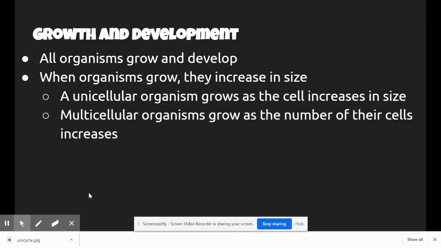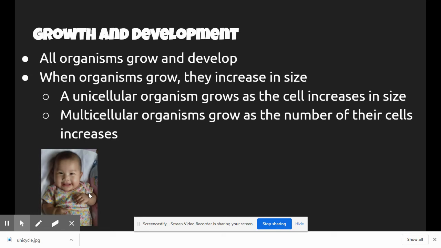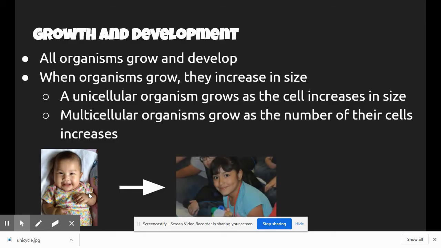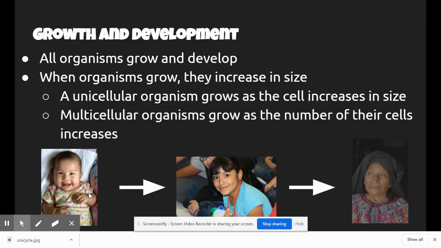All right. The next characteristic of all living things is that all living things grow and develop. An example of growth in an organism is a human. We start out as a baby and we continue to grow over time. So when we talk about unicellular organisms, they grow as the cell increases in size, and multicellular organisms grow as the number of cells increases.